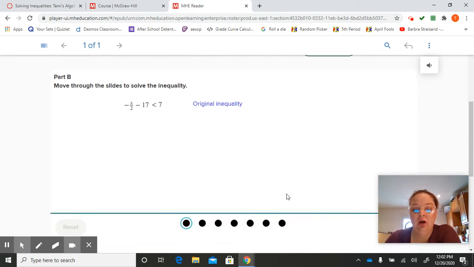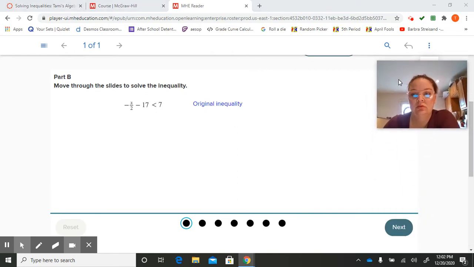So here we have our inequality. We want to solve it, so we're going to use our opposite operations to get the x by itself. So we add 17 to both sides. And that gives us the opposite of a number divided by 2, so negative x over 2 less than 24.